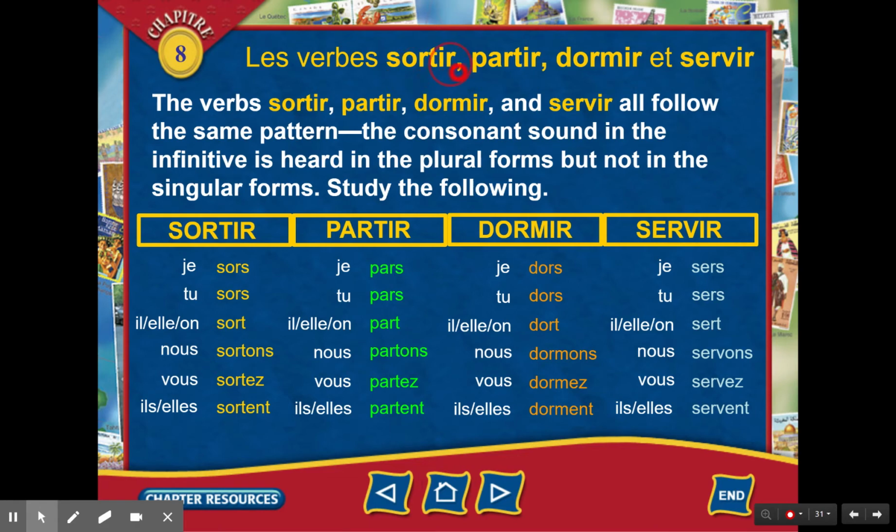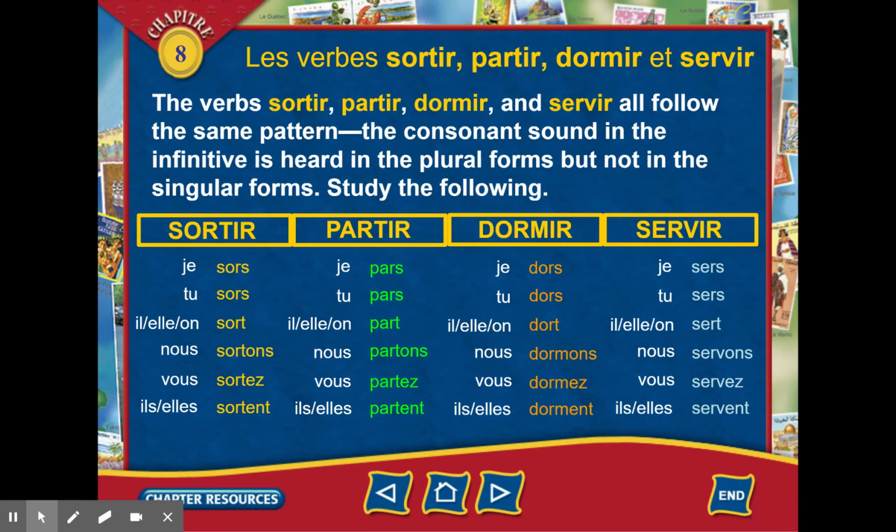Sortir is the verb to go out. Sortir, to go out. Partir is the verb to leave, or if you think of to part, parting is such sweet sorrow. Do you know who wrote that line? Extra credit if you do. Dormir is the verb to sleep. Dormir, to sleep. And servir is a cognate, as you can see, is the verb to serve.